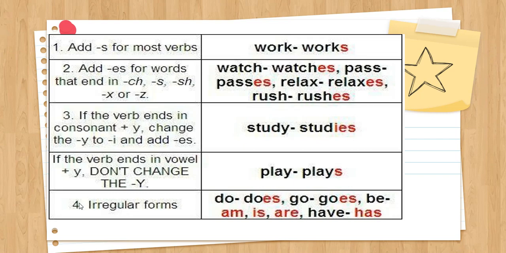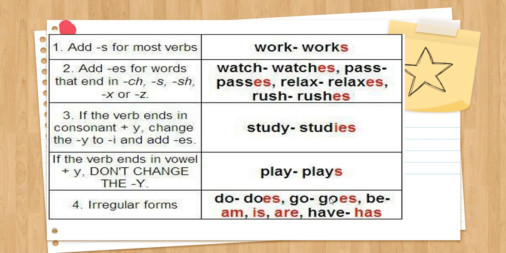Now, rule number 4, irregular forms. Okay, if you have a verb that ends in O, like in this one, do, then you need to add an E and an S. Do, does. For example, you can say, my brother Roberto does his assignment in the morning.